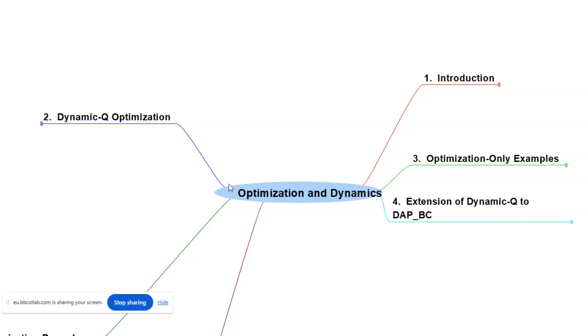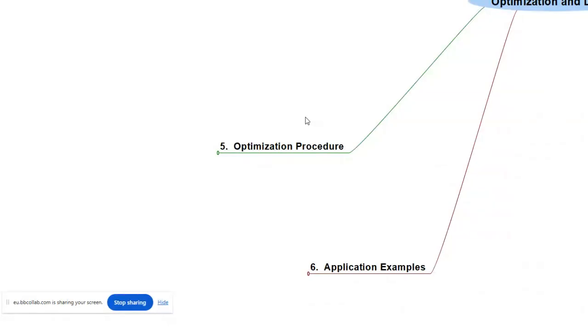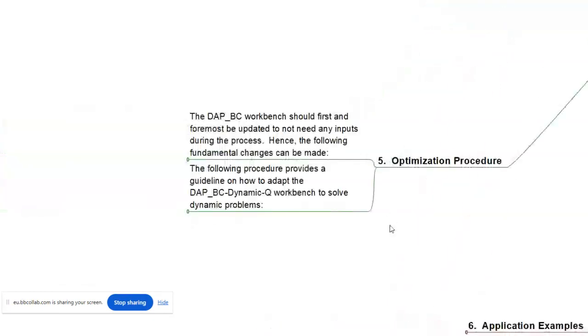Now today we're going to jump into the integration of optimization into DAP-BC. And for that, we're first going to focus on point 5 in our mind map, which is the optimization procedure that we need to run through whenever we do this type of parametric problem. So expanding over here, you'll see that there are two fundamental steps. The first one deals with the DAP-BC workbench that needs to be updated so that you don't need to give inputs during the process, during each iteration that is being performed.